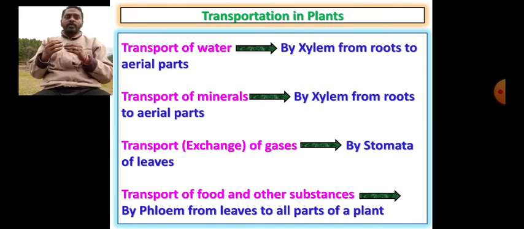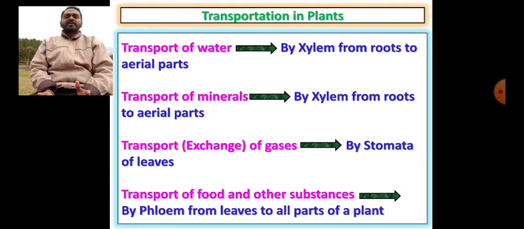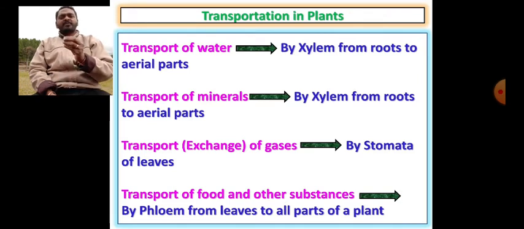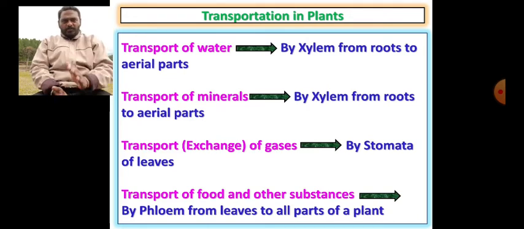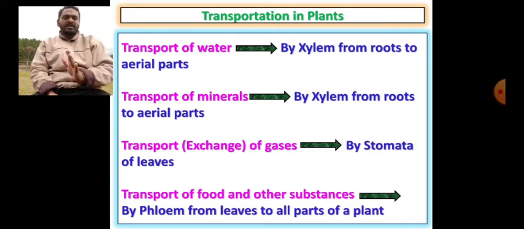Now let us learn about how transportation in plants takes place. Plants are gigantic structures, but the transportation system is very simple there. What is happening here? Transport of water is taken care of by xylem. The xylem absorbs nutrients and water from the soil through the roots, and then they are transported to the aerial parts, right? And then transport of minerals, of course, xylem only. Water and minerals both are by xylem only.